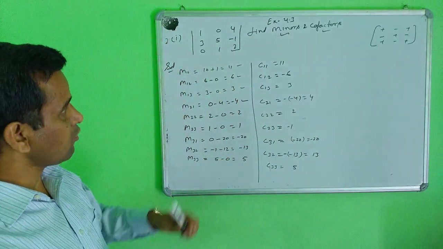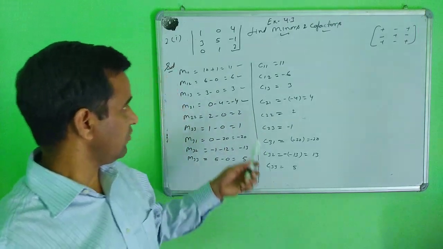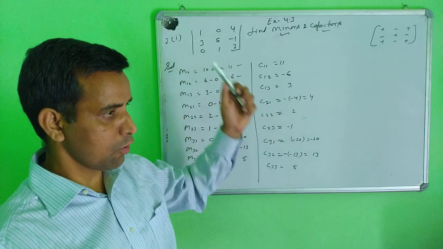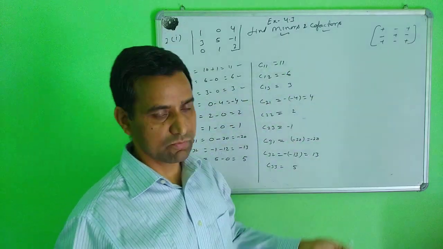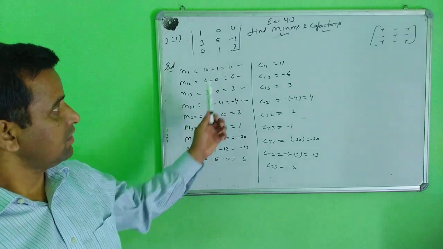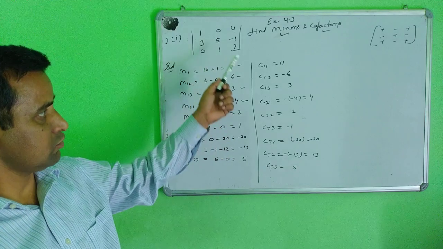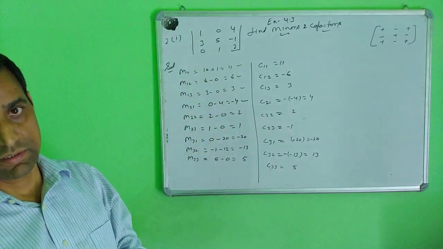The determinant's cofactors and minors are both there. The relation between them: first find the minors, then find the cofactors. For the cofactor, you change the sign and convert the value. So this is the solution of the minors and cofactors of a 3 by 3 order determinant. Next.